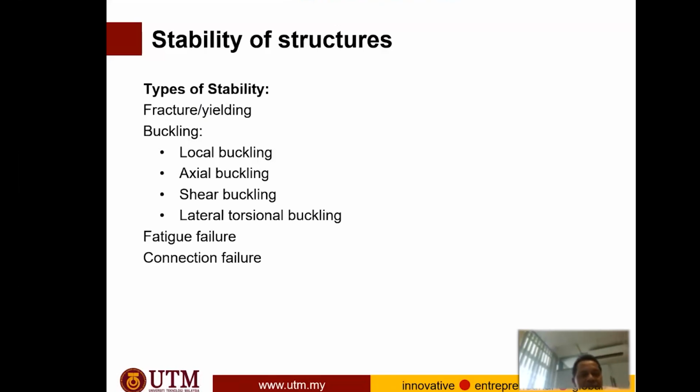And when we talk about stability, there are different types of failure due to stability. Fracture or yielding. Fracture means when the stress is up to the yielding point, it is fracture or yielding. Buckling: stress is well under the yielding point, but it buckles.